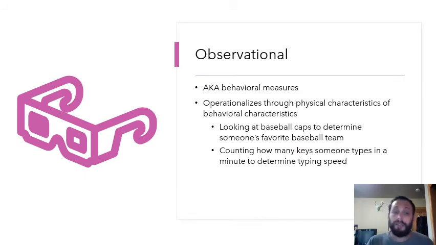Next is observational measures, aka behavioral measures. This is where we operationalize. Notice how every time we're operationalizing something, right? We're turning a conceptual variable into a measured variable. This operationalizes variables through physical characteristics of behavior. So for example, looking at baseball caps determines someone's favorite baseball team. You could look at a baseball cap and see that they're wearing a San Diego Padres baseball cap and say, you know what, they're probably a Padres fan.